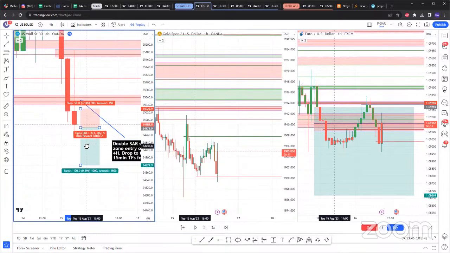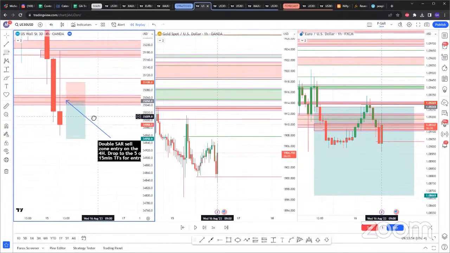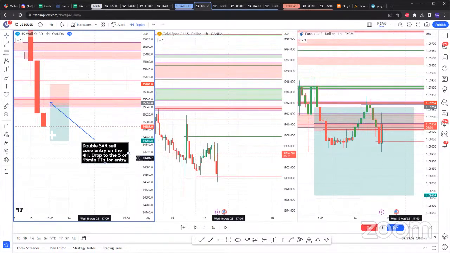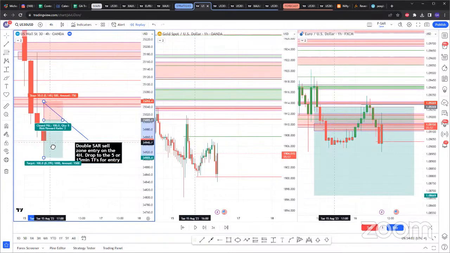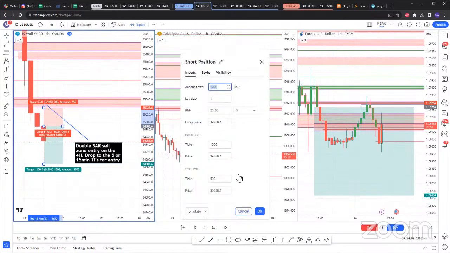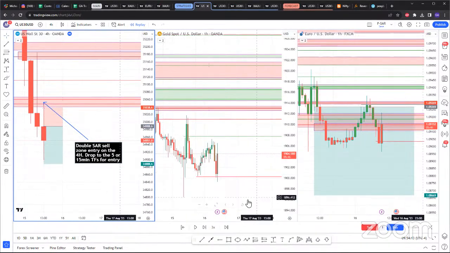And I mentioned if this 4-hour candle closed somewhere lower, I wouldn't enter on impulse, but I would wait for price to retrace back to this zone, and then I would drop to the 5-minute or 15-minute and look for a 5 or 15-minute SAR. You can see the 4-hour closed all the way here. So if you entered on impulse with a 50 pip stop, you could have gotten stopped out.